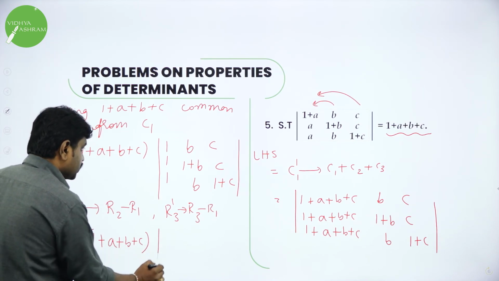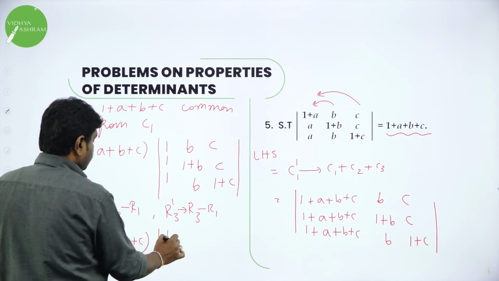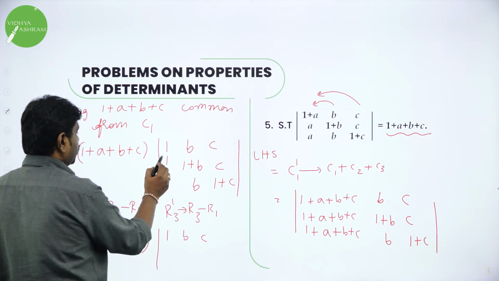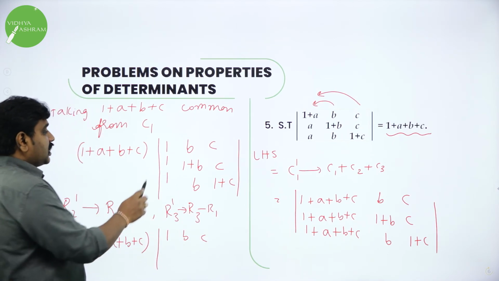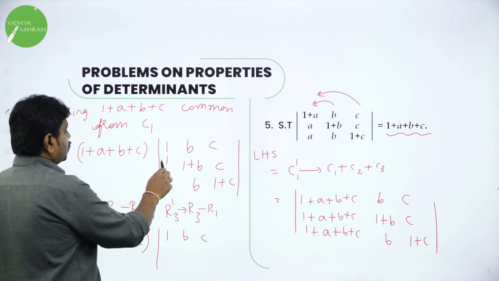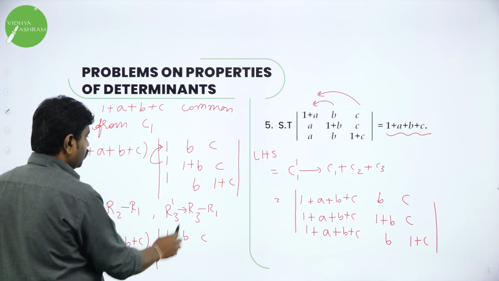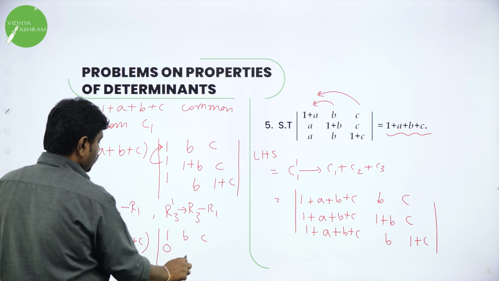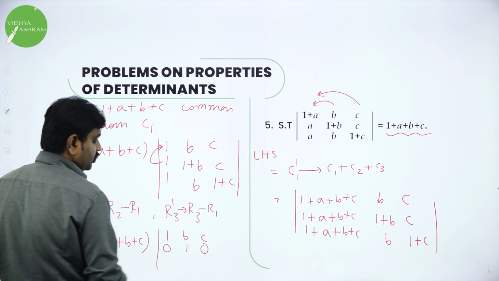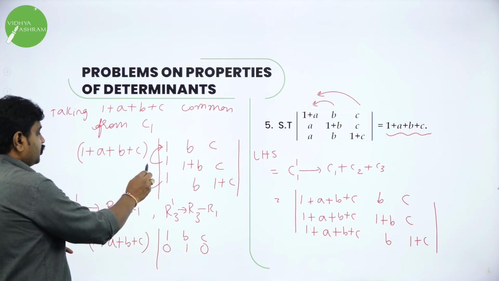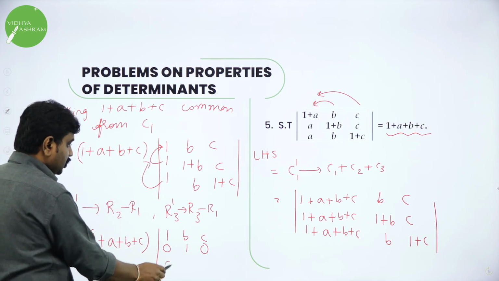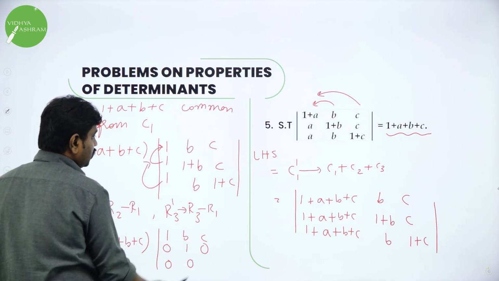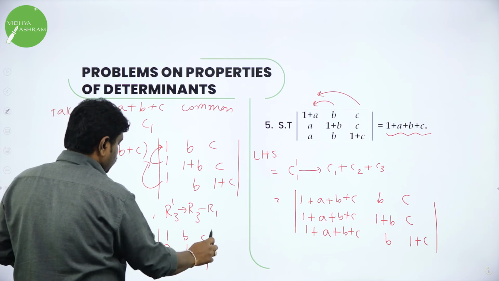Now what I am doing: the first row I am retaining, 1, b, c. In the second row I am writing R2 minus R1. So I subtract this row: 1 minus 1 is 0, 1 plus b minus b is 1, c minus c is 0. Then I subtract these two: 1 minus 1 is 0, b minus b is 0, and 1 plus c minus c is 1. Now we expand this.